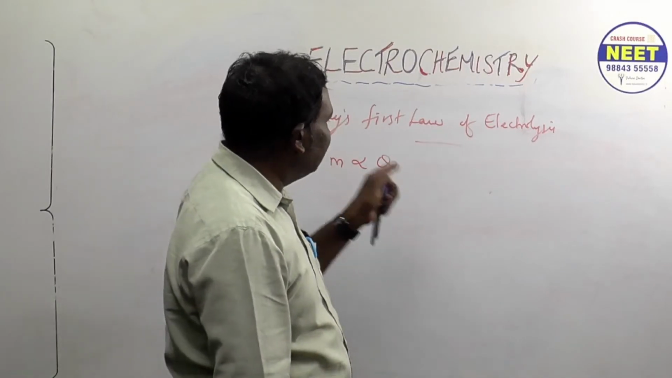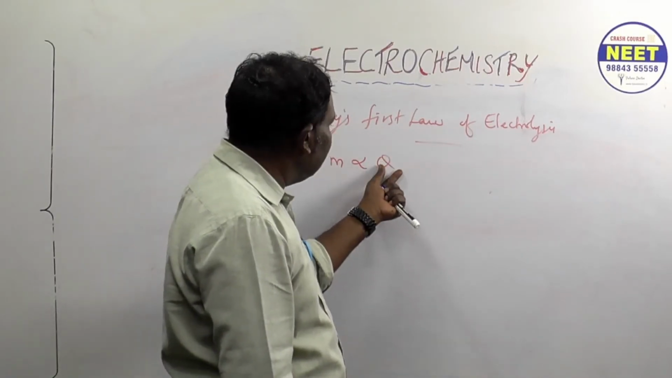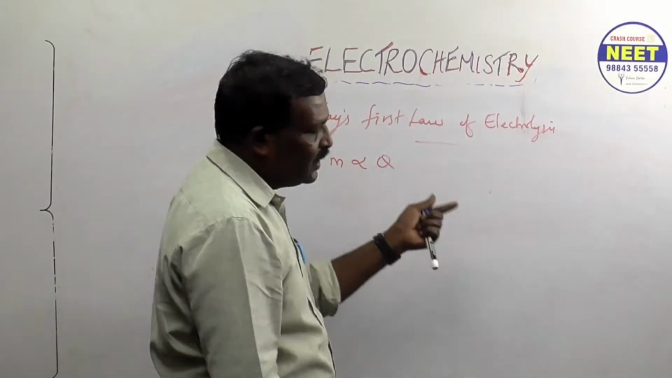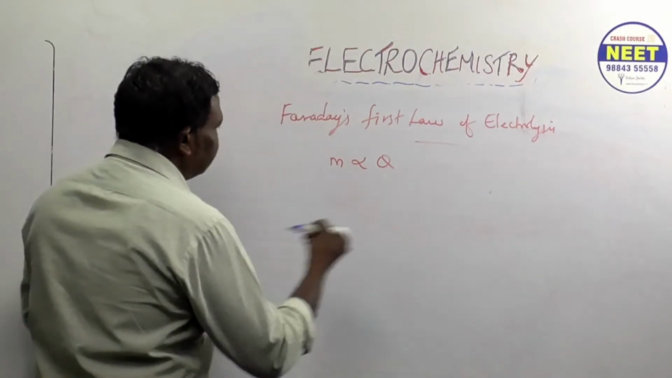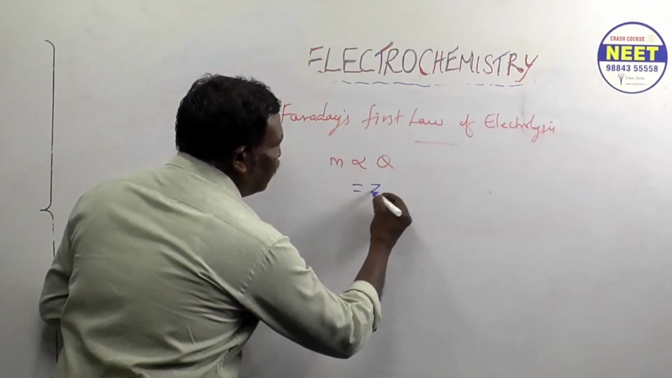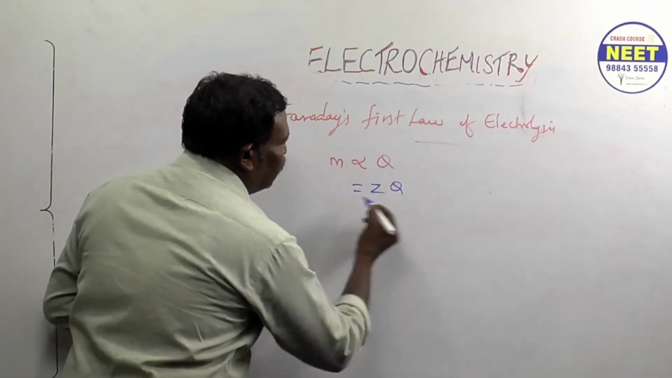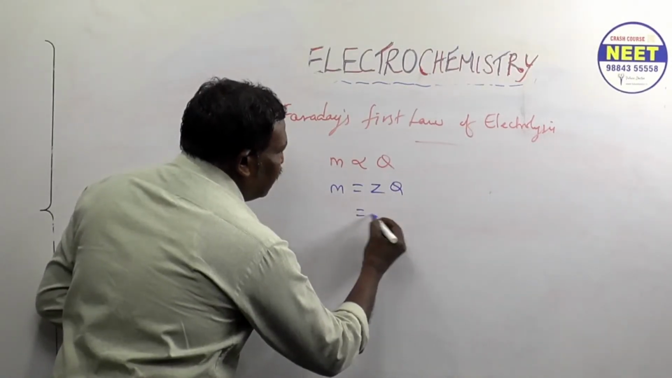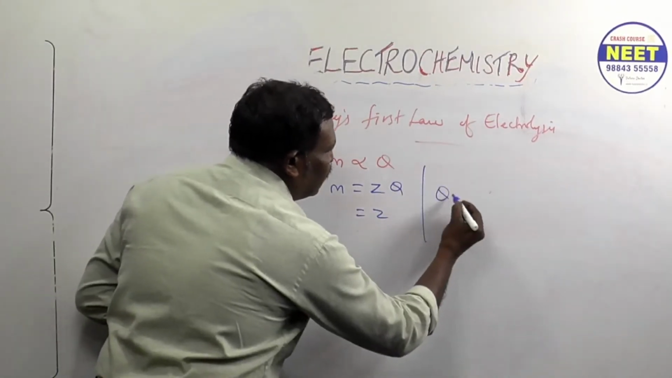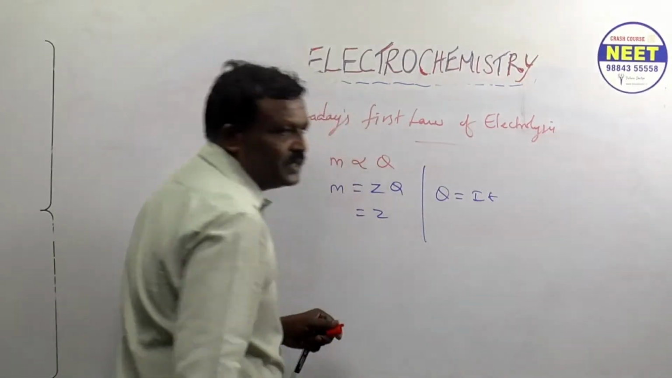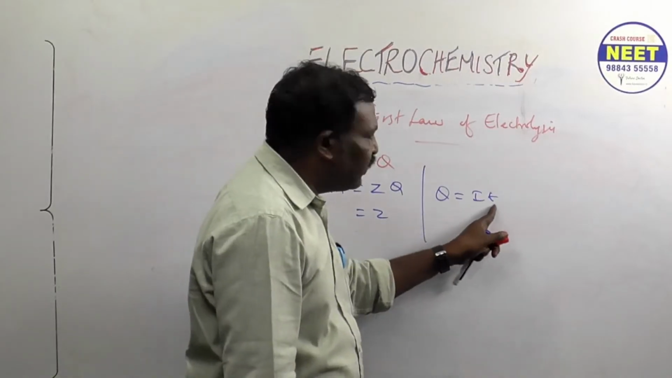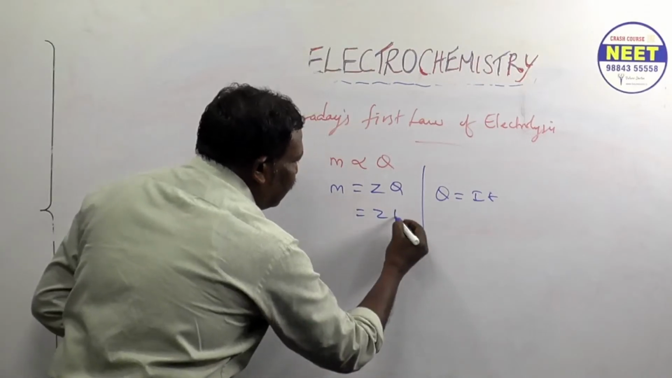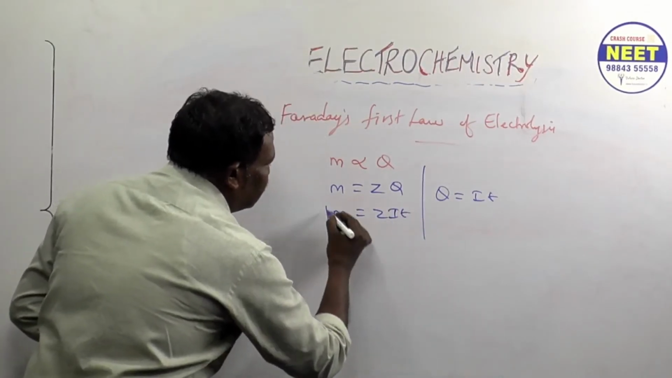Likewise here, if you pass more electric current, the substance deposited at the electrode also increases. M is proportional to Q, just keep in mind. That's all, simple. You put one constant Z, so M equals Z Q. Z is called electrochemical equivalent. What is Q? Studying physics, passing 1 ampere current for 1 second, Q is I T. This is the formula, just keep in mind.